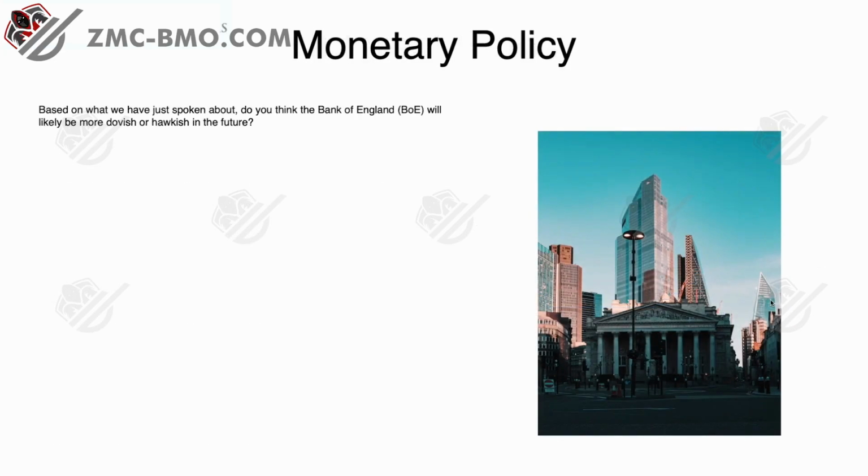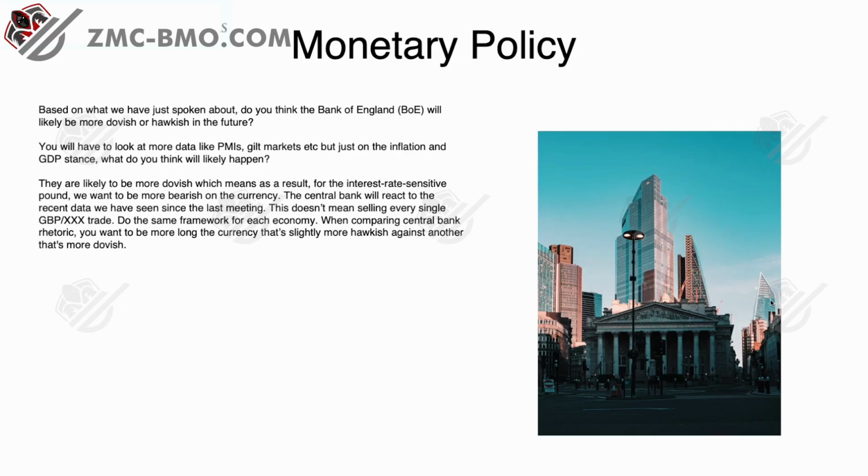Based on what we've just learned, do you think the Bank of England will likely be more dovish or hawkish in the future? I just want you to think about that. Of course, you will have to look at other data like PMIs and the gilt market, the bond market. But based on just the inflation and GDP stance, what do you think will likely happen? We've seen the trend lower in inflation and the trend lower in GDP. They are more likely to be dovish as a result, which means, for the interest rate sensitive pound, we want to be more bearish on the currency. The central bank will react to recent data we have just seen since the last meeting.